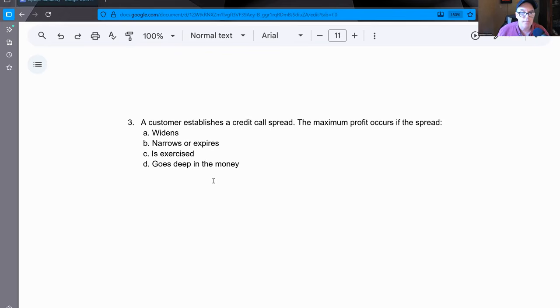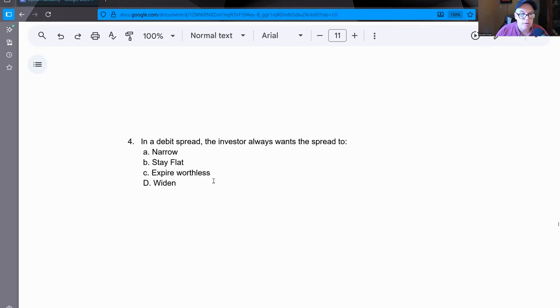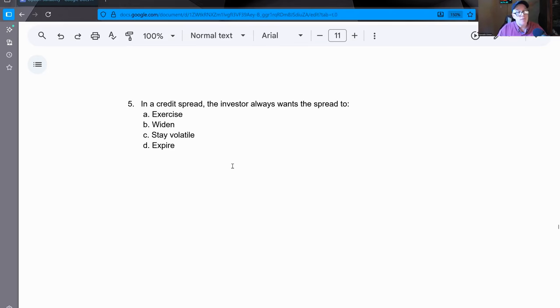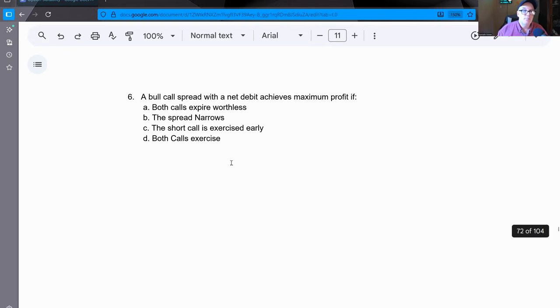Okay, number 4. In a debit spread, the investor always wants a spread to widen. D, widen. Debit widen. This is easy. Don't even get this wrong. And coming after this, we have ones without premiums, which would be so much fun. And in a credit spread, the investor always wants a spread to what? Narrow and expire. Boom. D, narrow and expire. Boom. D.